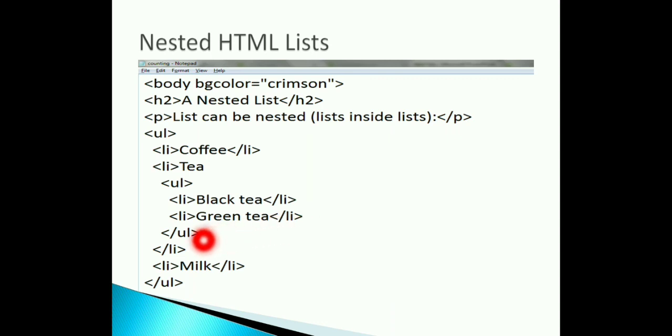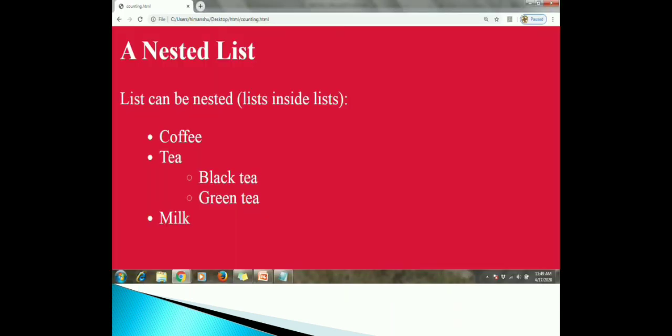At the end of the list I have closed one UL. Fine. After that I have closed that particular LI for the tea. After that I have inserted one more value in the LI. At the end I have closed the UL. Fine. Let's see the output. Here you can see these are the nested lists. Here is the coffee, tea. Here is the nested list for the tea. Here is the list. I hope it is clear to you.